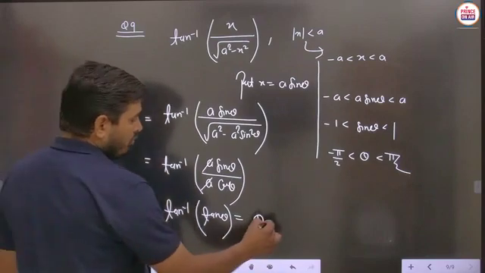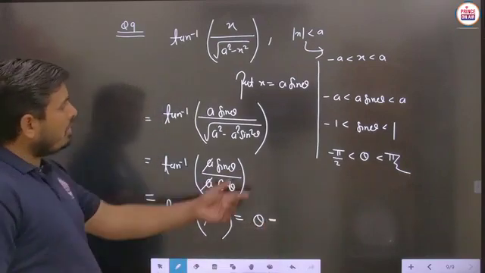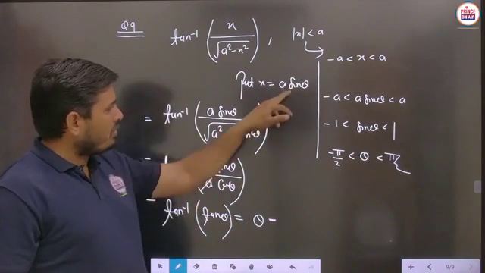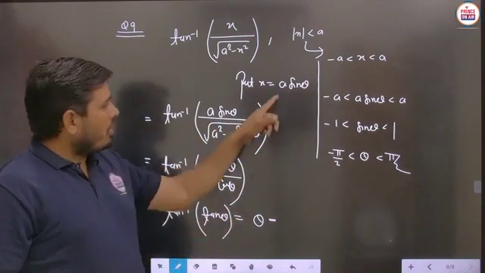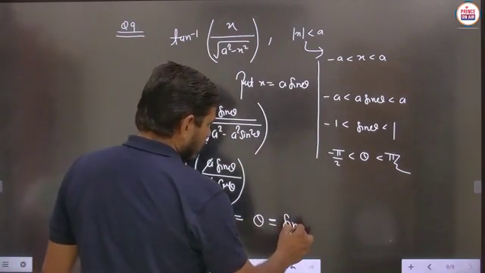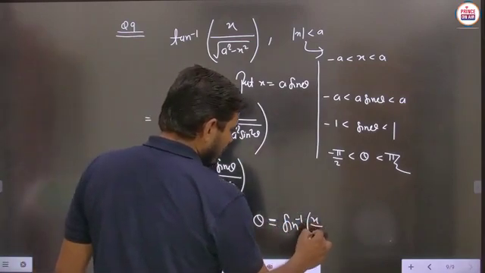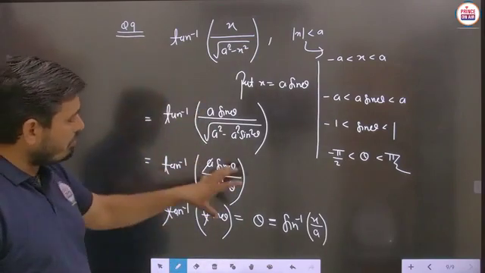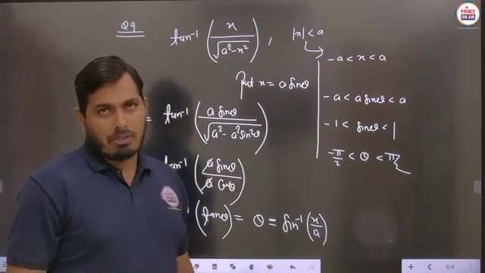Now we have to just put the value of theta from the given substitution. So firstly we have to find sin theta. So sin theta will become x upon a. Then theta is sin inverse x upon a. So we can say that this theta can be written as sin inverse x upon a. So this will be the simplest form of the given expression here. Is it clear?